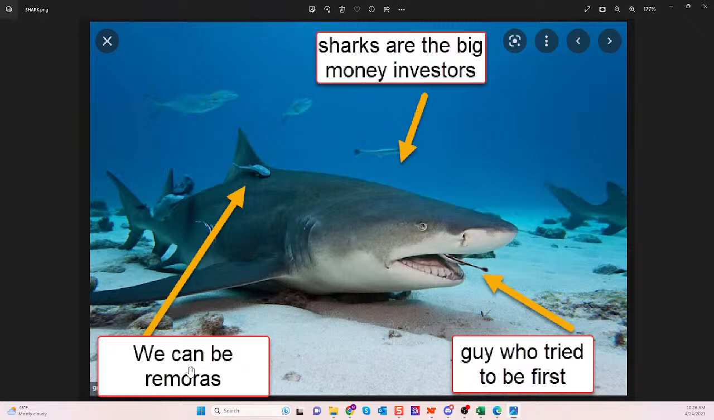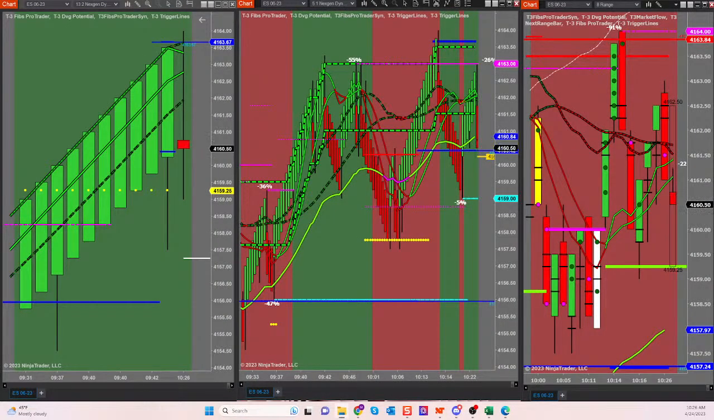Our job is to be a remora. Our job is to let these big money people create momentum. Make sure that we're not near those areas where they're going to react. And when they give us the conditions, well, then we can look for our opportunities. Let them do the work.